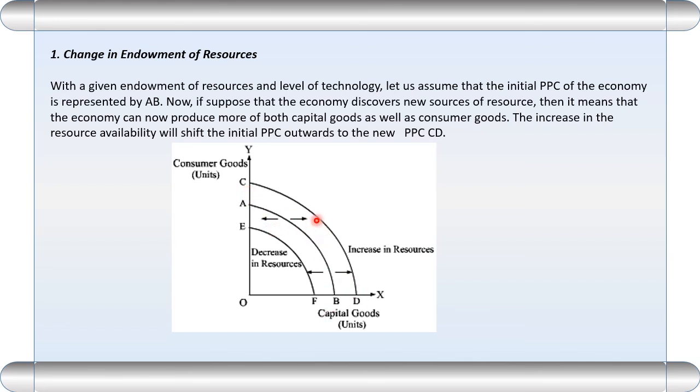I repeat the same thing again. If somehow the entrepreneur finds new sources of the raw material, what will happen? There will be a rightward shift in the production possibility, that is from AB to CD. That is called increase in resources. And if there is a shortage of the resources, then there will be a leftward shift, that is from AB to EF. That is called decrease in resources.